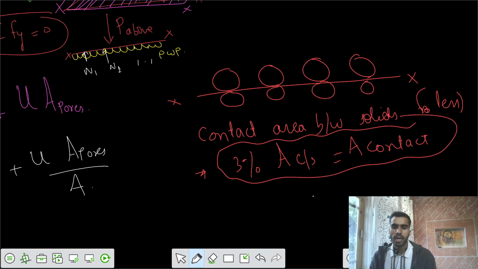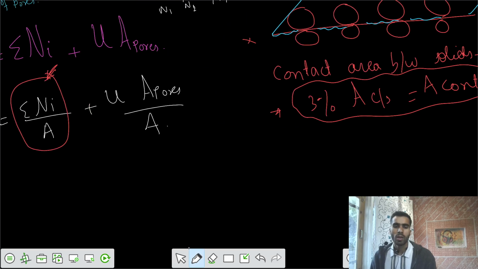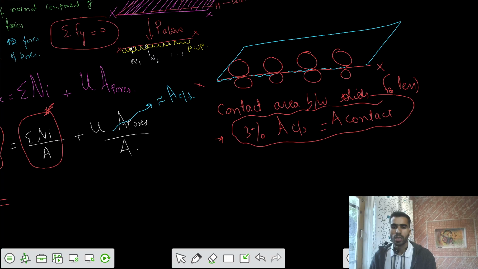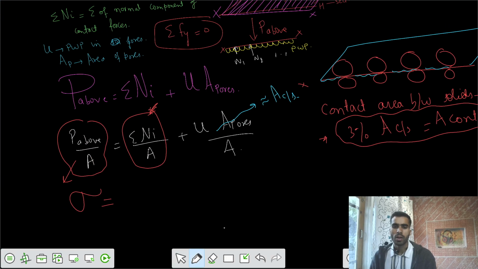That means 97% is the area of the pores. So the area of the pores is 97% if we take that cross section. So 97% is almost equal to 100%, almost equal to the total area of the cross section. So finally we have this assumption here, and we can ignore the contact area. We can say that the area of the pores is almost equal to the total area of the cross section.